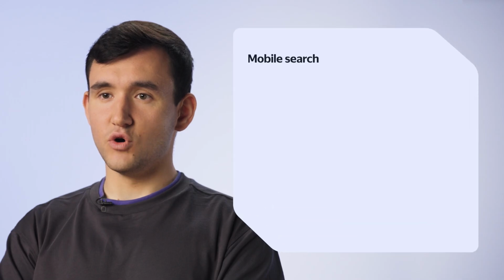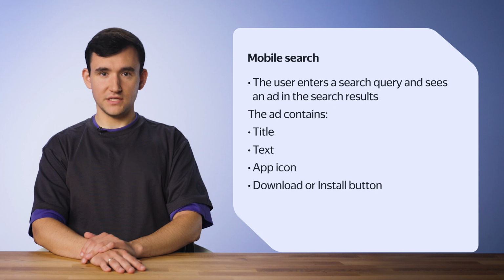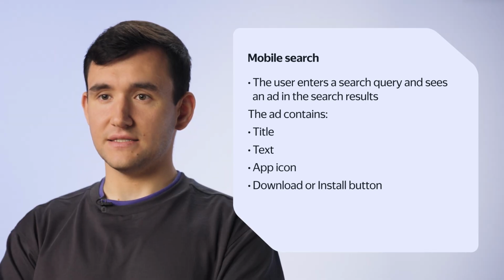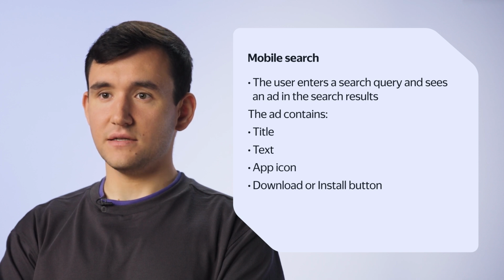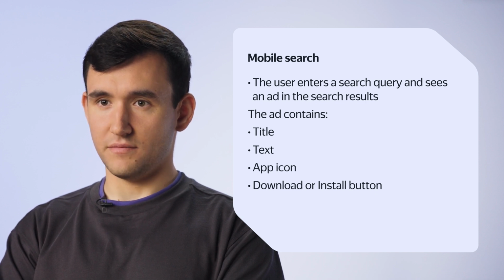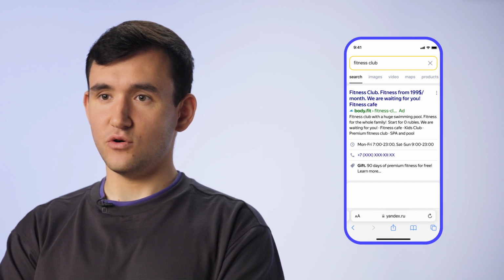We'll start with mobile search. The user enters a search query on their mobile device and sees an ad in the search results. This ad contains a title, text, app icon, and a download or install button. Bear in mind that more than 50% of Russian users choose Yandex as their search engine. This makes it possible for your ad to be shown to this entire audience.